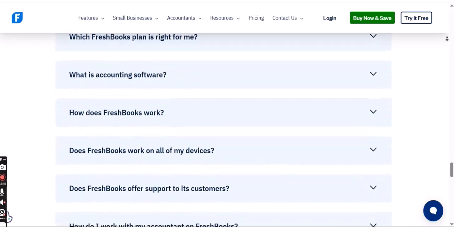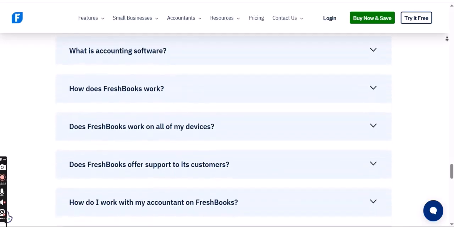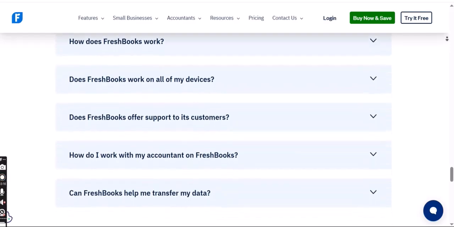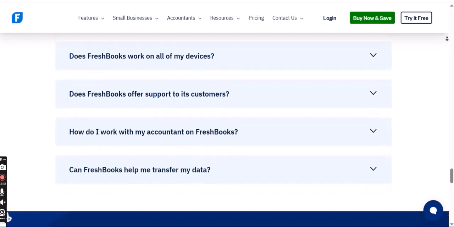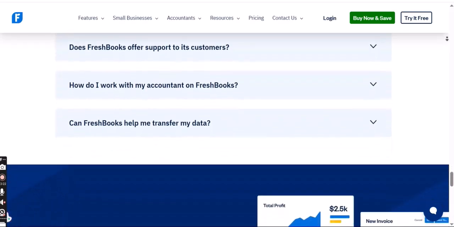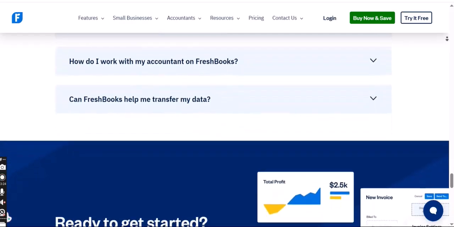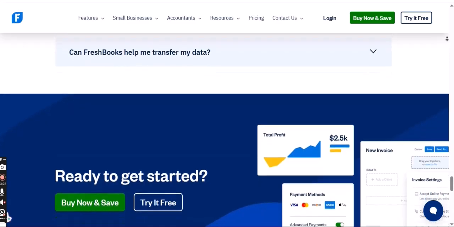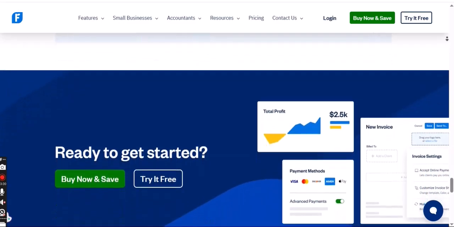Liabilities. These are what your business owes to others. This includes things like loans, credit card debt, and accounts payable, money you owe to suppliers or contractors. Example in FreshBooks: an outstanding bill from a software vendor, a loan from the bank, unearned revenue, money received for services not yet delivered.